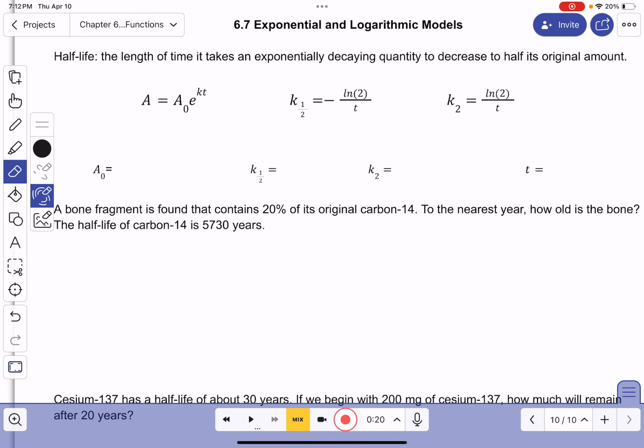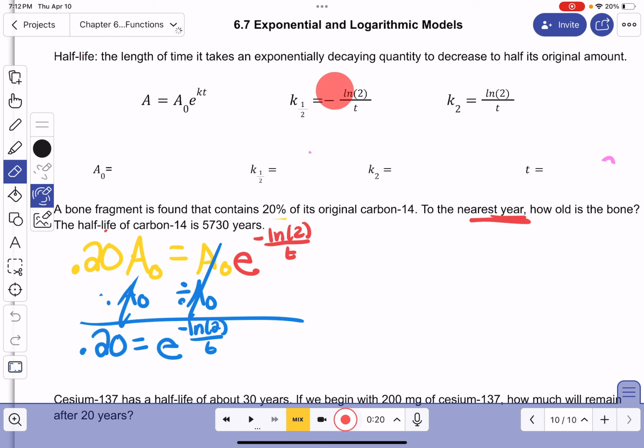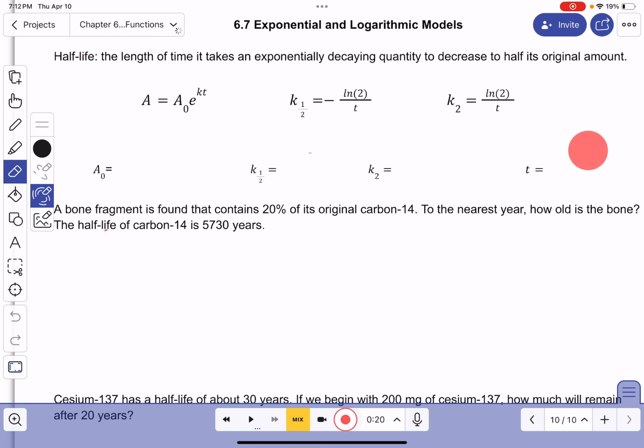All right, so this is 6.7 where we're talking about exponential and logarithmic models. What we're really doing is the real life application where we go back and forth between the two forms. So we're going to ignore this because I'm going to go over it with you. The first thing we're going to do is look at this equation up here. So we're going to say, hey, what does this equation mean?